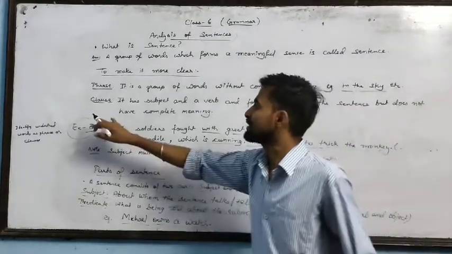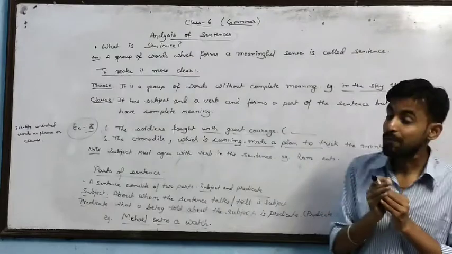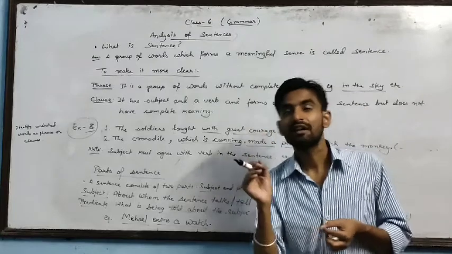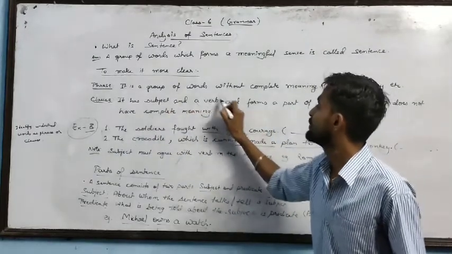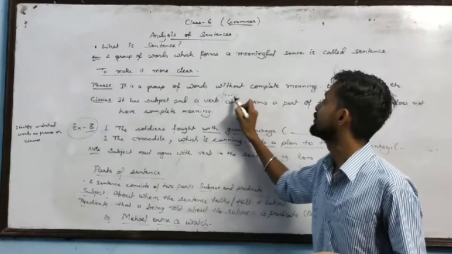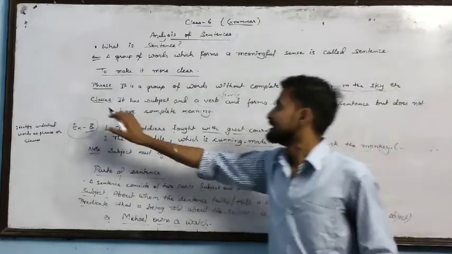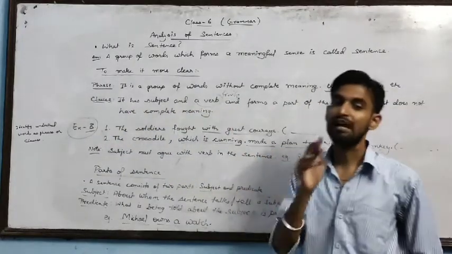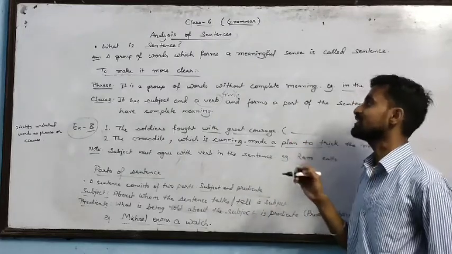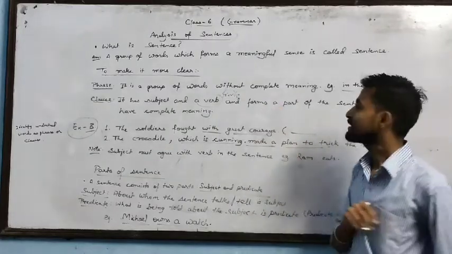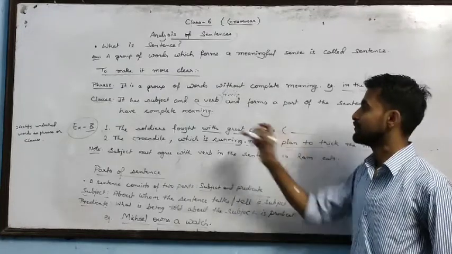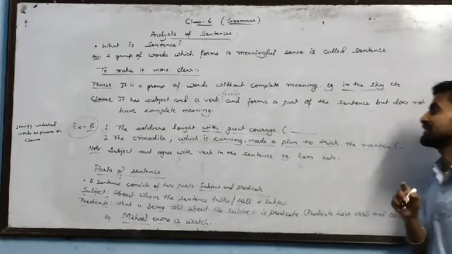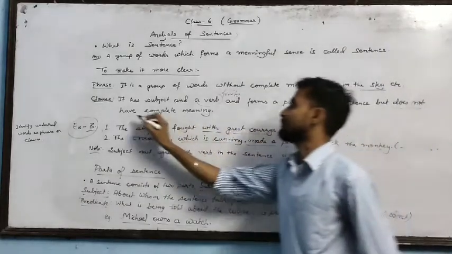Clauses are also a type of sentence, meaning they form a part of a sentence which has a subject and a verb. This verb will be a finite verb. Okay, so a clause has a subject and a finite verb. A clause has two things: first the subject and second the finite verb. Phrases do not contain a subject. Phrases are totally different. Clauses form a part of a sentence, but do not have complete meaning.